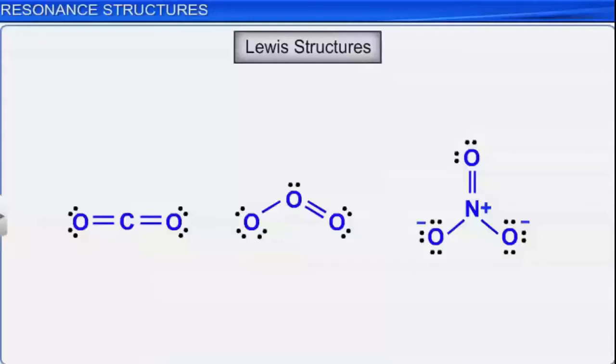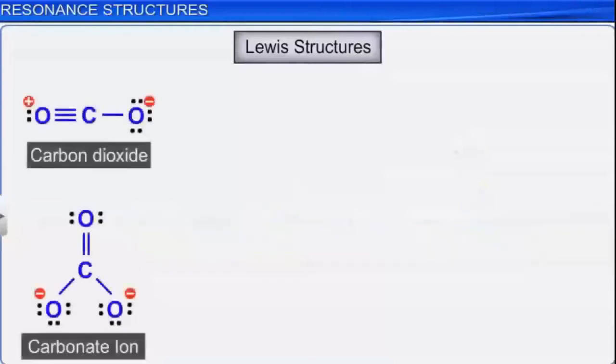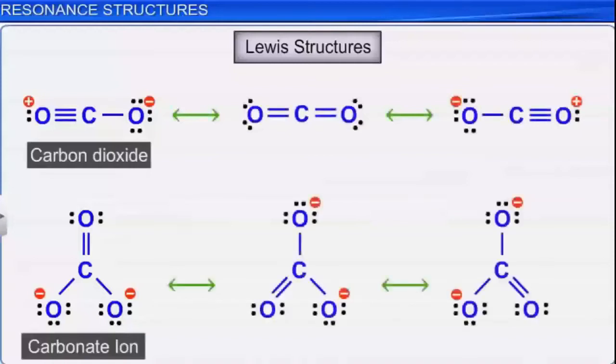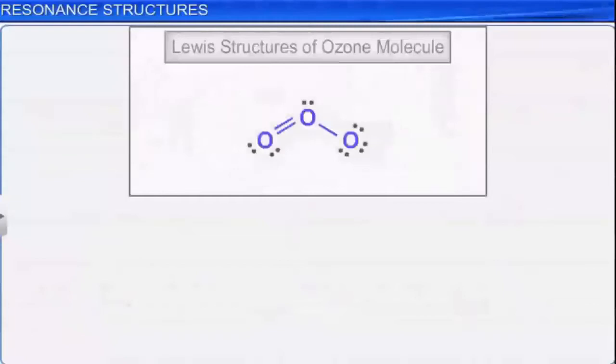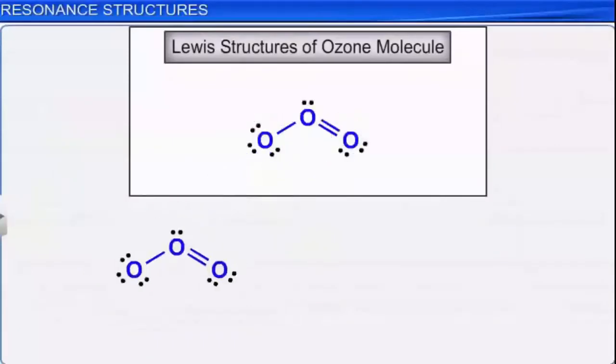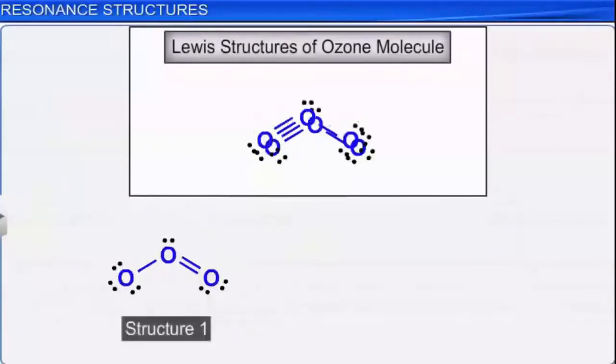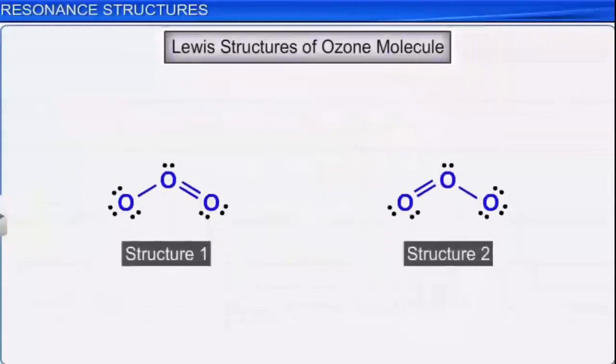We have already learned how to write the Lewis structures for different molecules and ions. For certain molecules and ions, more than one Lewis structure is possible. For example, consider the following possible Lewis structures for an ozone molecule. These are the two structures possible.